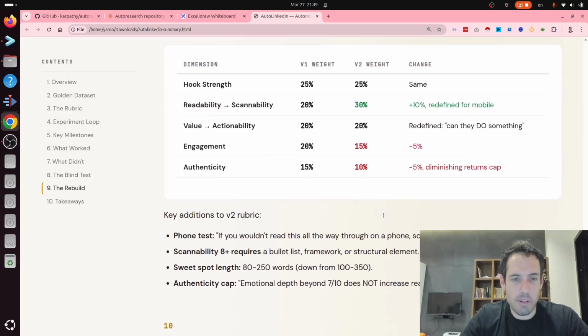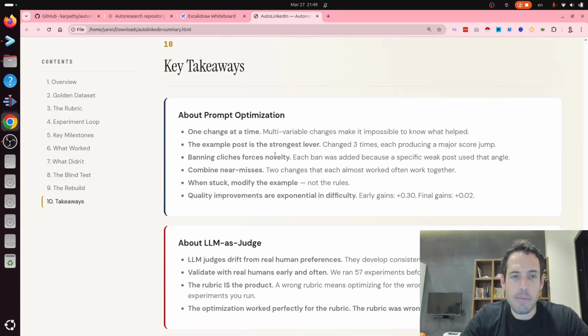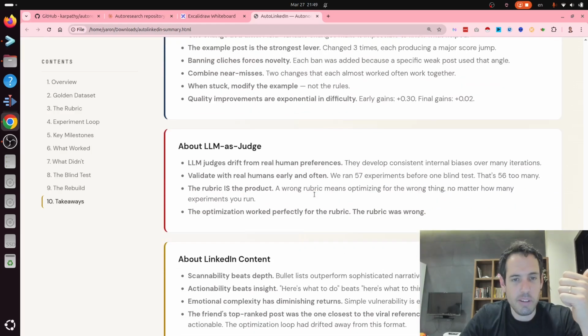Now, why is this important? Some key takeaways. First of all, about prompt optimization, it's very valuable to add one change at a time. Multivariable changes make it impossible to know what helped. The example post in this experiment was the strongest lever. Banning cliches versus novelty, at least in this experiment. It's very valuable in your post to combine near misses. When stuck, modify the example, not the rules. Quality improvements are exponential in difficulty. So this was very interesting.